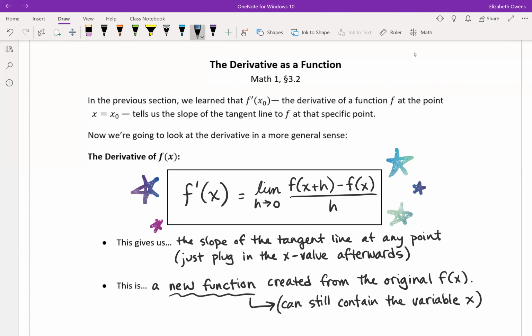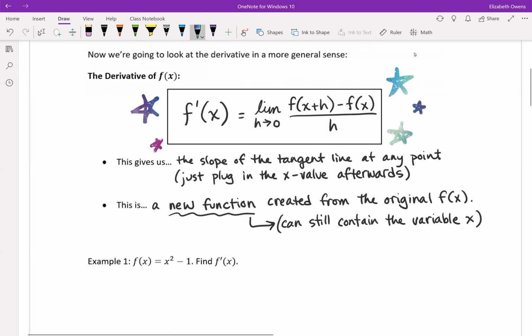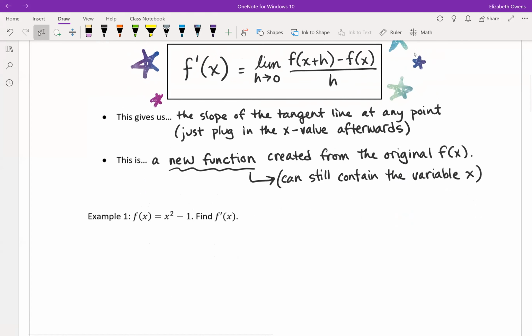We're here to do our first example with the derivative as a function. I've put some little stars around our definition of the derivative here because that formula is so good to know for this section. So now we'll use that to look at example 1 here. Our function f of x is x squared minus 1, and we are going to find f prime of x.